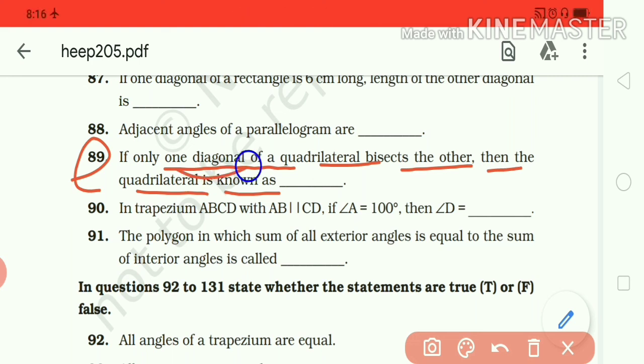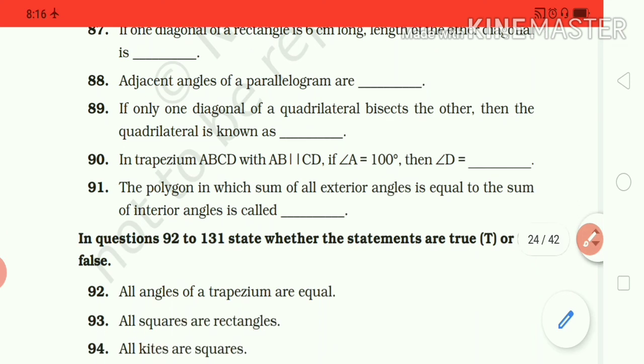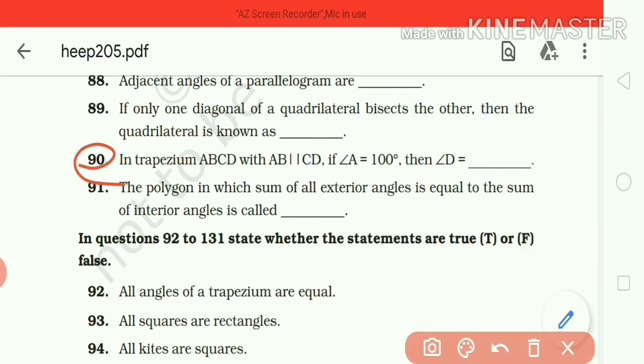If one diagonal bisects the other, the bisection of the diagonals can happen in 4 figures: in the square, in a rectangle, in a rhombus, and in the parallelogram also. So this can happen in all the 4 figures. You can take one out of them.